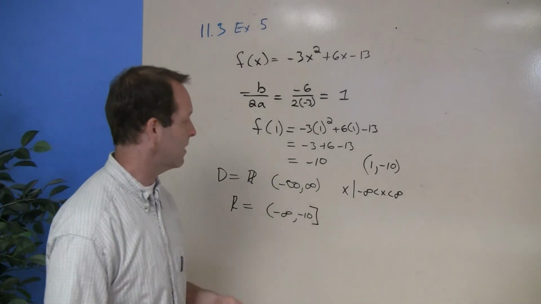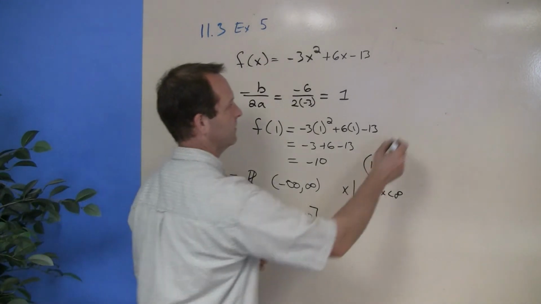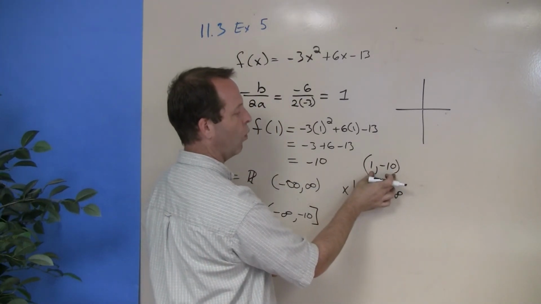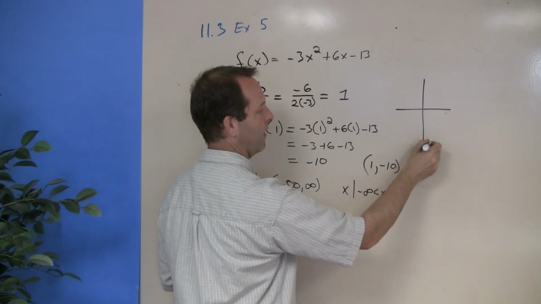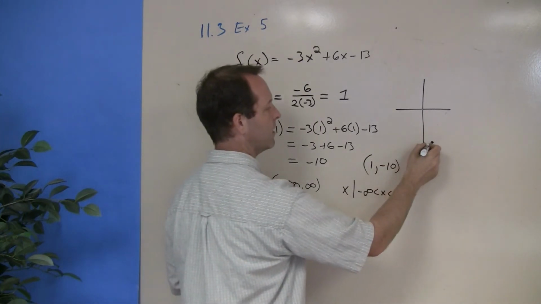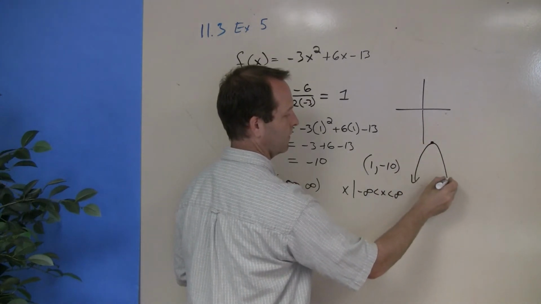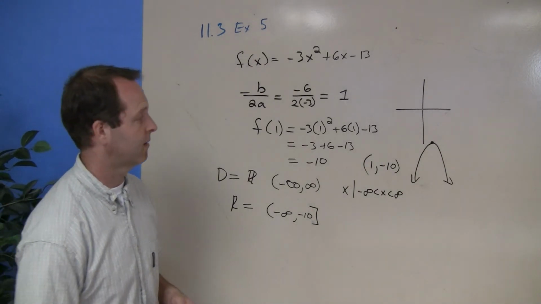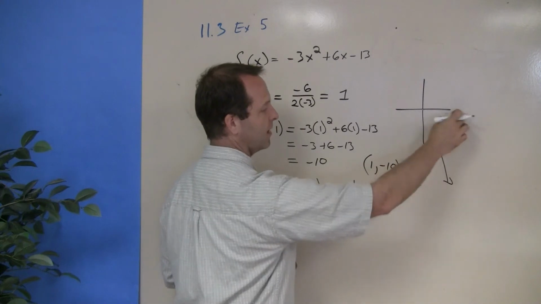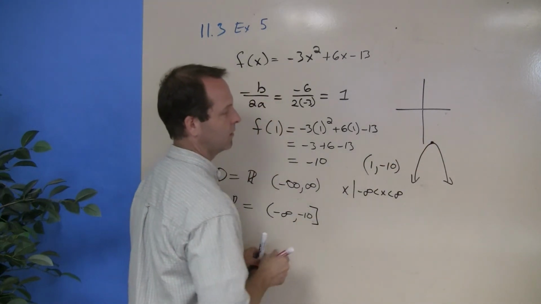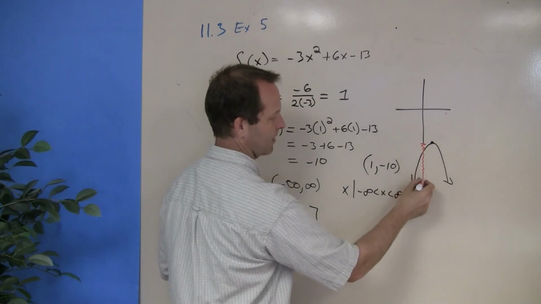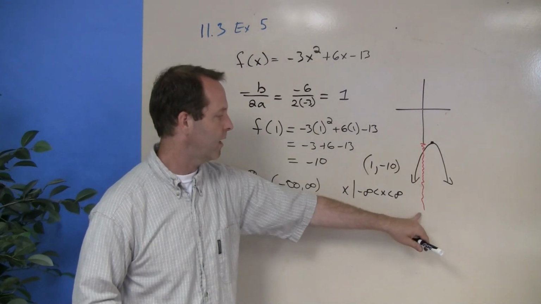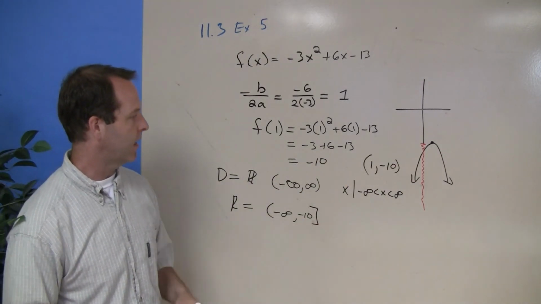But I want to graph some of these components too, just to help make sense of it. There's a rough graph. I know I have a vertex at (1, -10), which is roughly right about there. I know the graph opens downwards. And that helps me have an idea of what its domain and range are. Again, its domain is all real values, and its range is all these values right here on the y-axis. That represents all the numbers from -10 to -infinity, written as -infinity to -10.